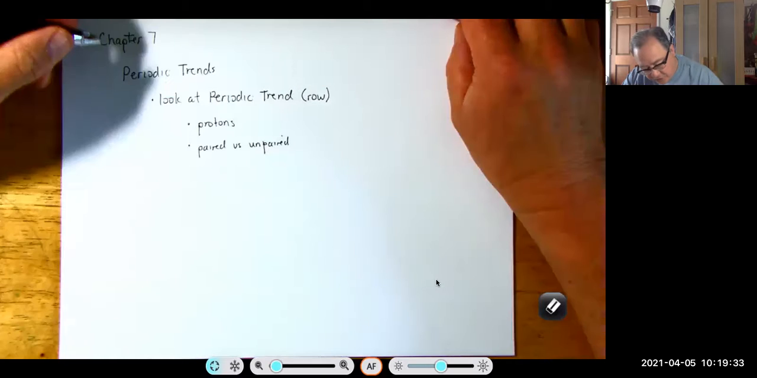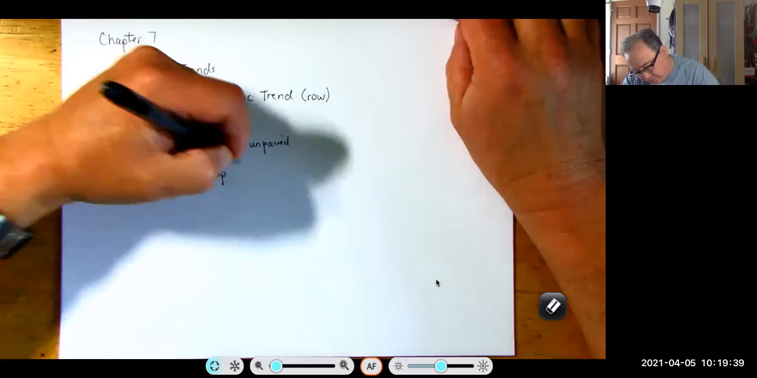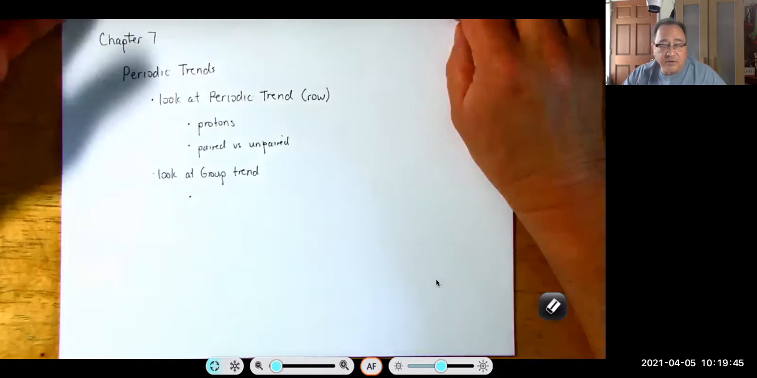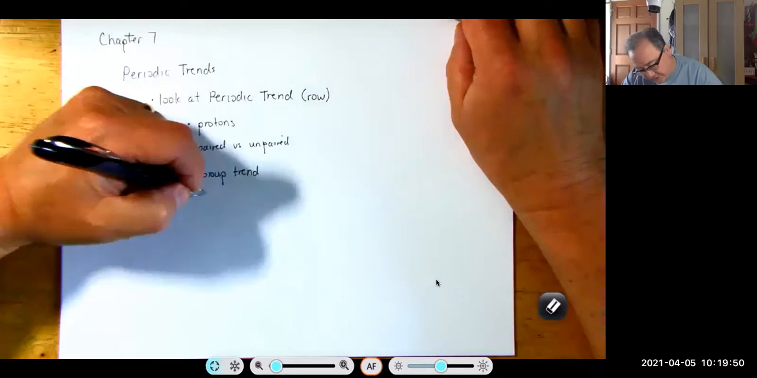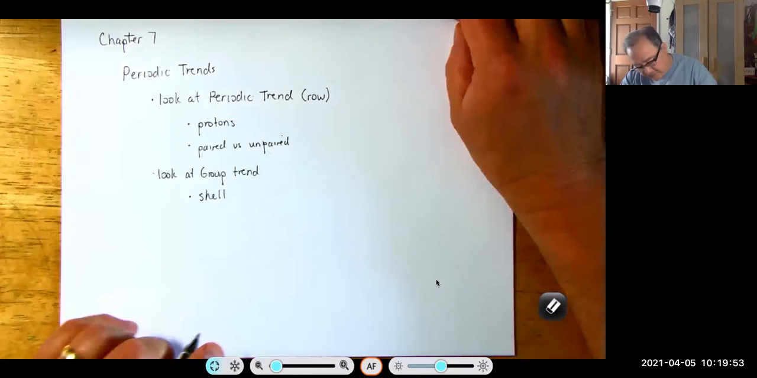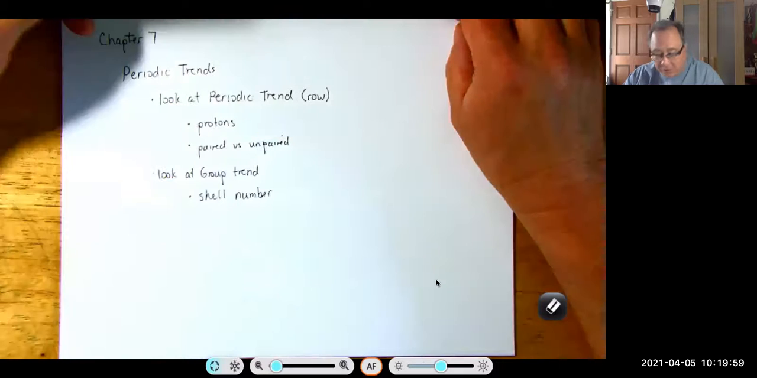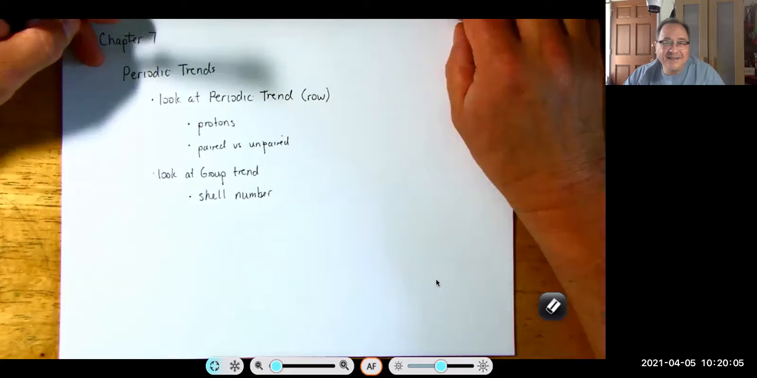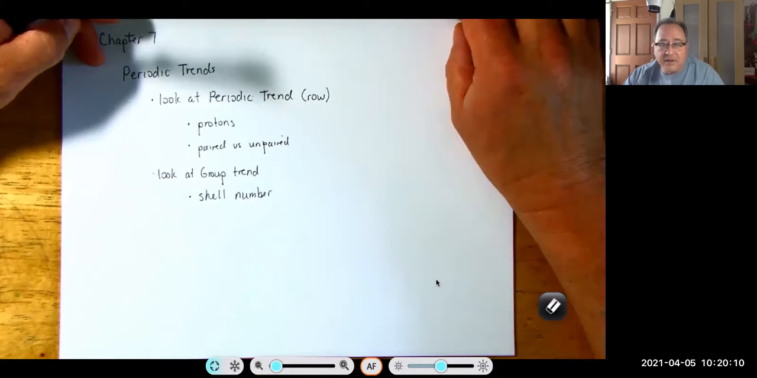Okay. And we also look at group trends, right? Yeah. And what was the explanation for the group trend? Shell. Shell. So larger. Of course, these reasons are way too brief, even for the asking of give a brief explanation. Yeah. If you wanted to expand on the shell number defining the group trend, what would it be?